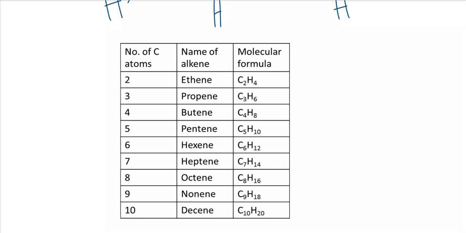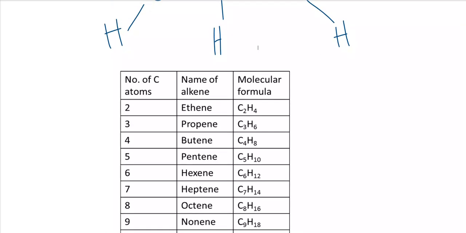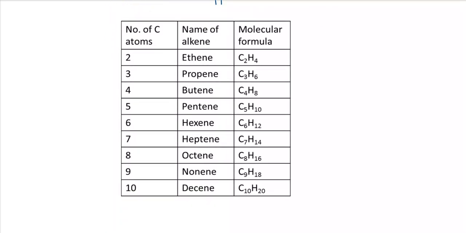So the first member of the alkene family starts with 2 carbon atoms. Why? As we already told you, there is a condition that there should be one double bond between the 2 carbon atoms. So with 1 carbon atom it's not possible, so we put 2 carbon atoms in it. Note that the same prefixes are also used here to indicate the number of carbon atoms that are present.